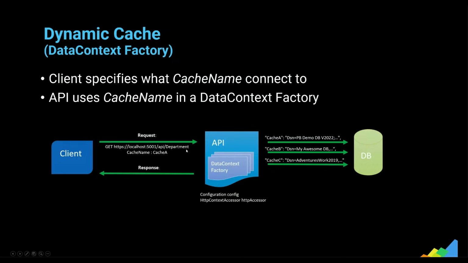So for instance, get departments from the cache name called cache A. A class that represents the data context factory service in the API will retrieve this parameter from the request HTTP context and pass to the service class a data context of the type specified, among, of course, those available in the API appsettings configuration file. Say cache A that connects to PBDemo, cache B that connects to a second SAP database, and cache C that connects to the Microsoft AdventureWorks database.